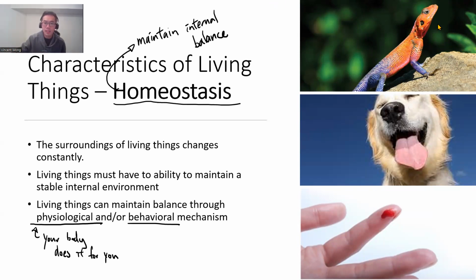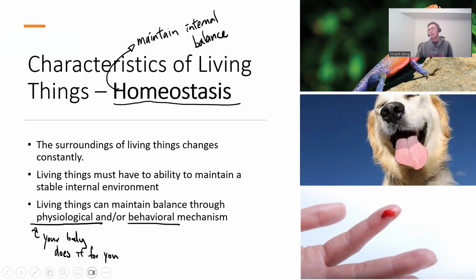If it's really cold, what's an example of a behavioral thing that we do to keep us warm? Put on a jacket. Exactly. Your parents probably told you, or you probably tell your kids, put on a jacket, otherwise you're going to catch a cold. So that's behavior. So combining physiological and behavioral mechanisms, we help maintain homeostasis. Dogs like to stick their tongue out when it's hot. That's a behavioral thing. When the saliva evaporates from their tongue, it cools them off.